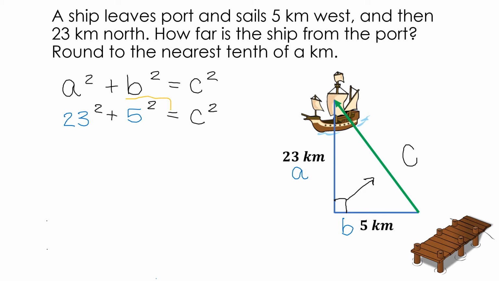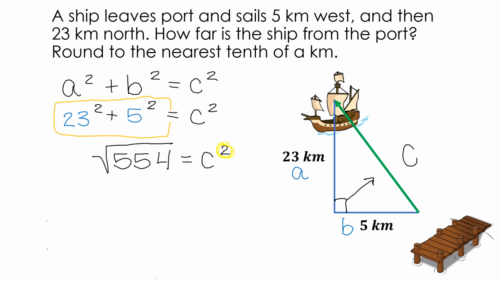You can type the entire left side of this expression into your calculator. 23 x squared plus 5 x squared, and then hit equals. You should get 554, and that's equal to C squared. Remember, we always need to make sure our answer does not have that exponent of 2. So we have to take the square root of both sides. The square root of C squared is C, because an exponent of 2 and a square root symbol cancel out.